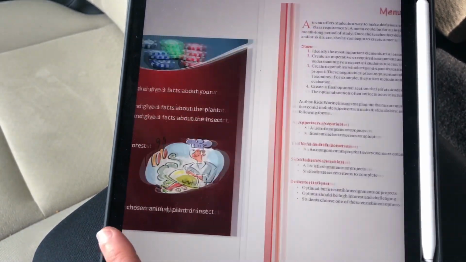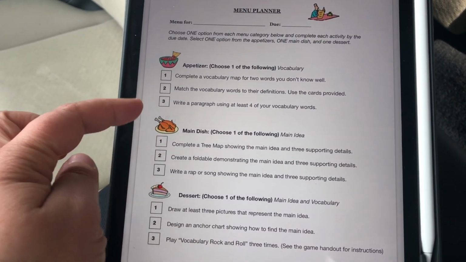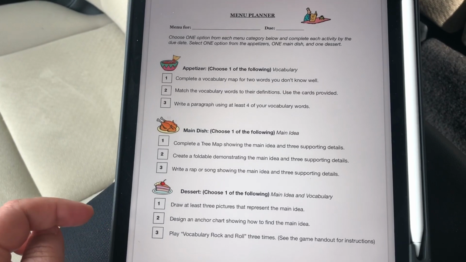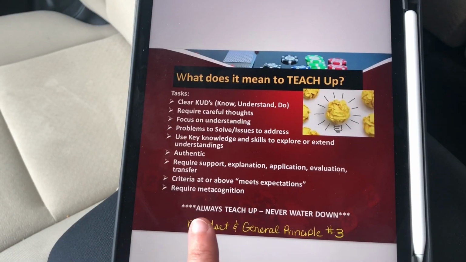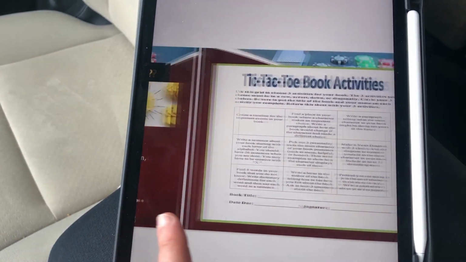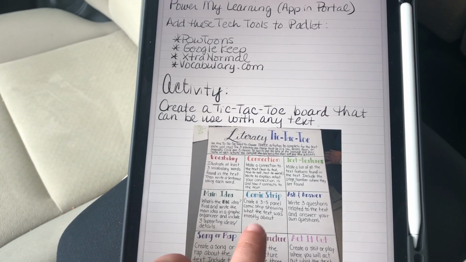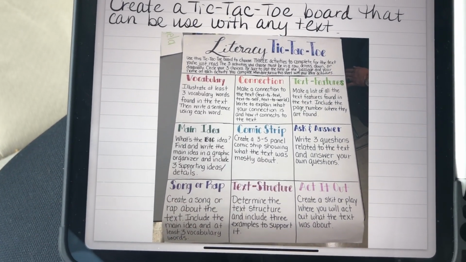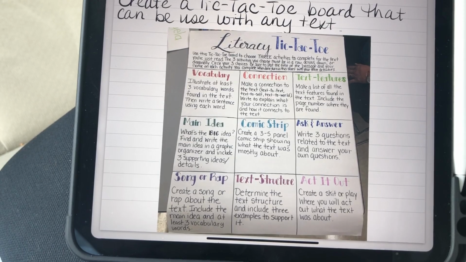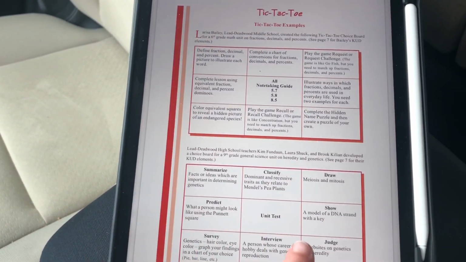So we talked about menus and choice boards. So we read all about this and we created our menu. So this is a menu that we created for main idea and vocabulary. We also talked about what it means to teach up, which is the mindset and general principle number 3. And we talked about choice boards or tic-tac-toe board. And we created this in our group, which is a tic-tac-toe board that can be used practically with almost any text. So that's the one that I also showed in my Instagram.